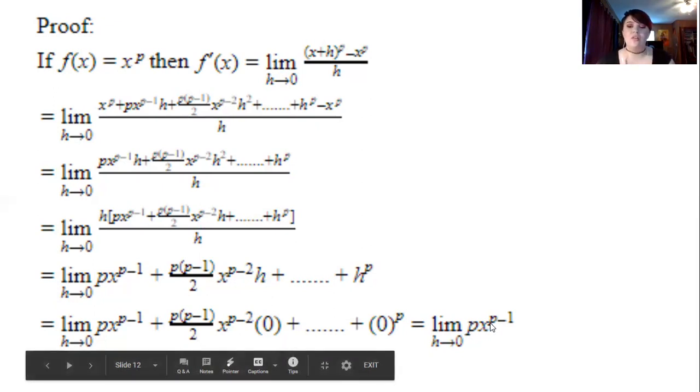p times x to the power of p minus 1. And this is still our power rule. It's p times x to the power of p minus 1.